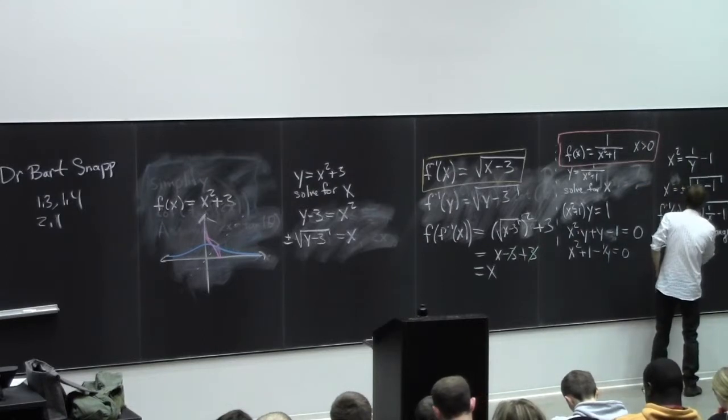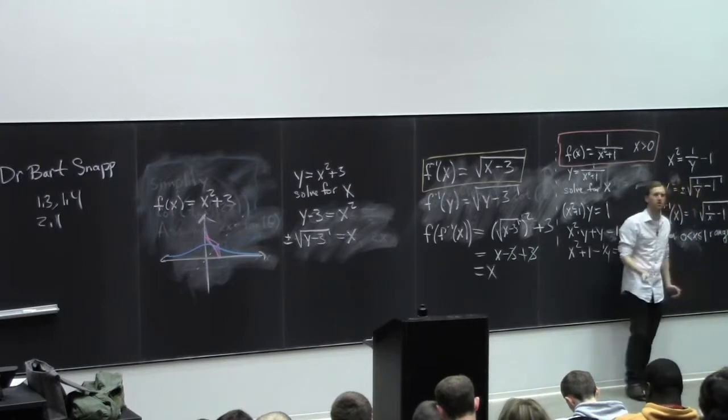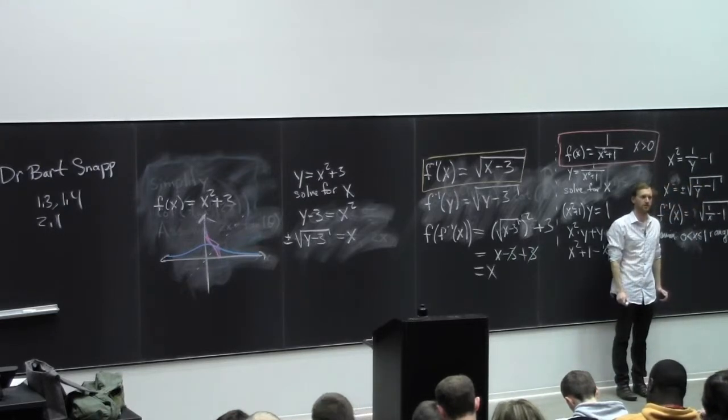We want 0 strictly less than x less than or equal to 1, right?